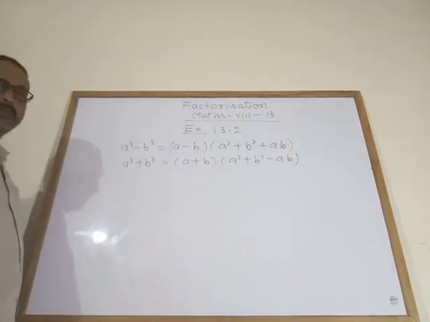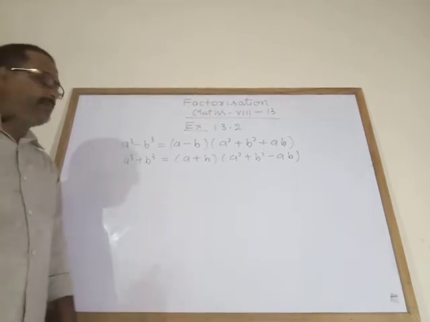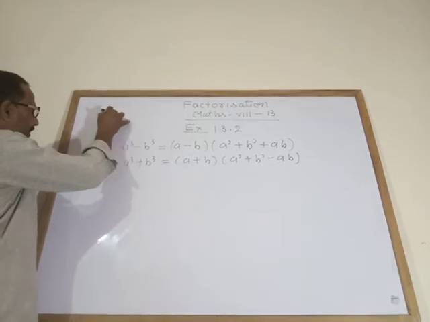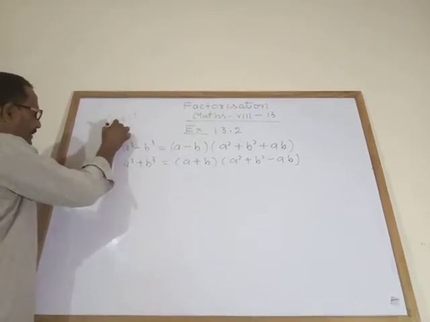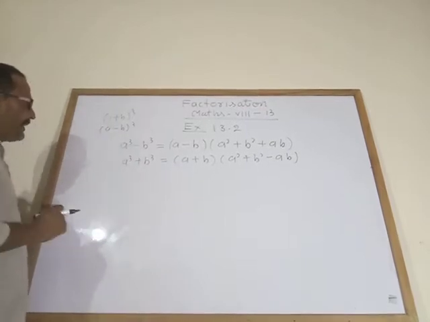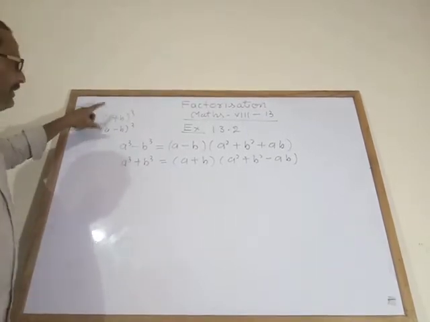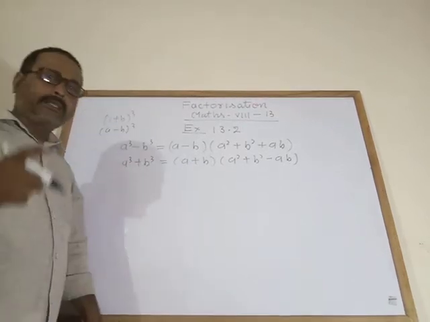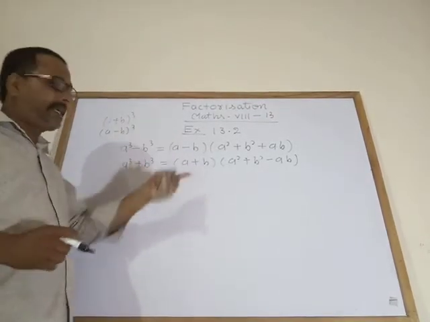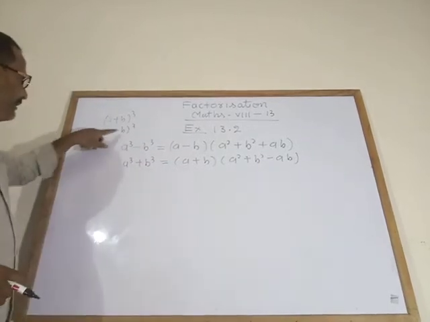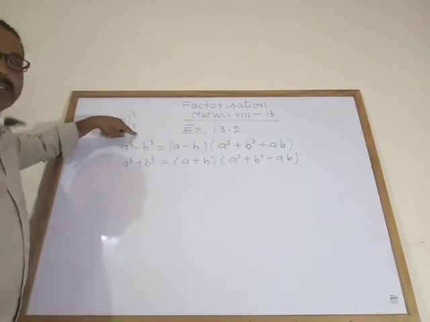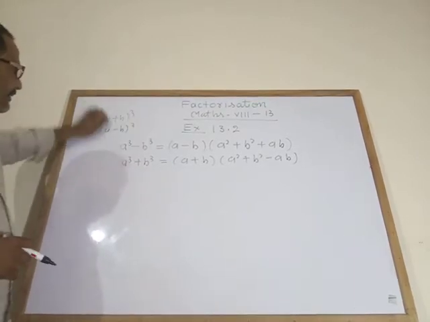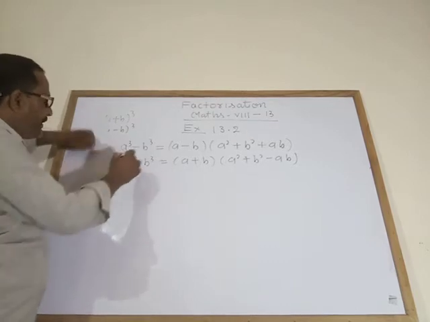This is the second formula. Don't be confused with the formulas for (a plus b) whole cube and (a minus b) whole cube, which are different. (a plus b) whole cube is equal to a cube plus b cube plus 3ab in bracket (a plus b). (a minus b) whole cube is a cube minus b cube minus 3ab in bracket (a minus b). But here we use a cube minus b cube.